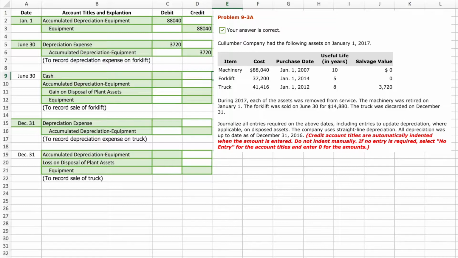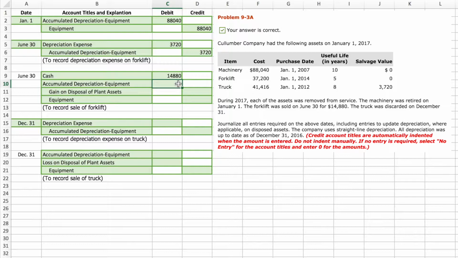Continuing on, we're told that the forklift was sold on June 30th, as I just mentioned. We are told to record this sale here. To record it, we can enter cash into the first field. So as you see here, we can enter cash. Since it was a sale, the value of that sale was $14,880. So we'll go ahead and enter that there.